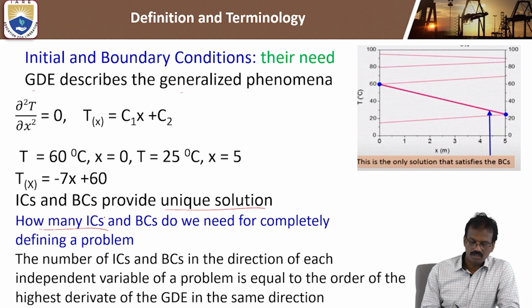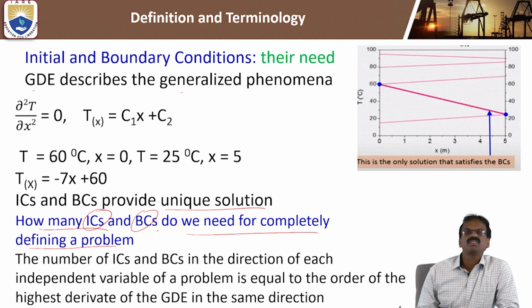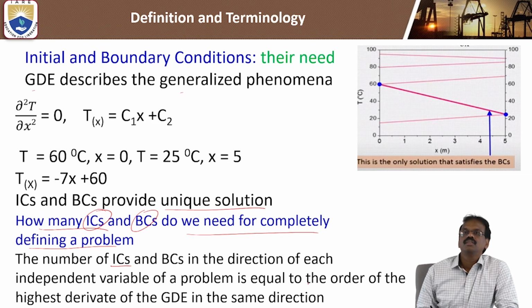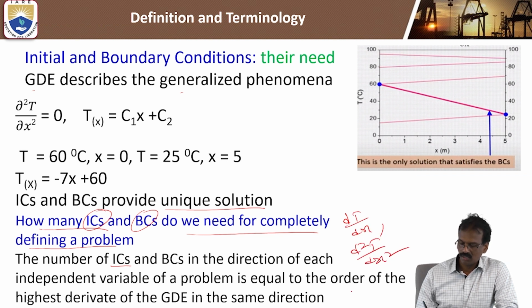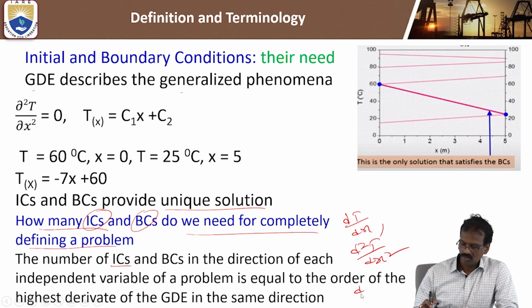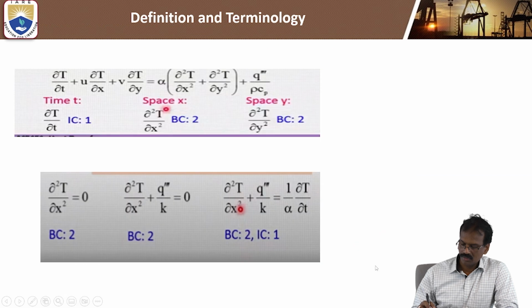Here, how many initial conditions and boundary conditions do we need for completely defining the problem? The number of initial conditions and boundary conditions, in the direction of each independent variable of a problem, is equal to the order of the highest derivative. So the order of the highest derivative means dT/dx, one type, d squared T/dx squared, another type, d cubed. So second order, first order.